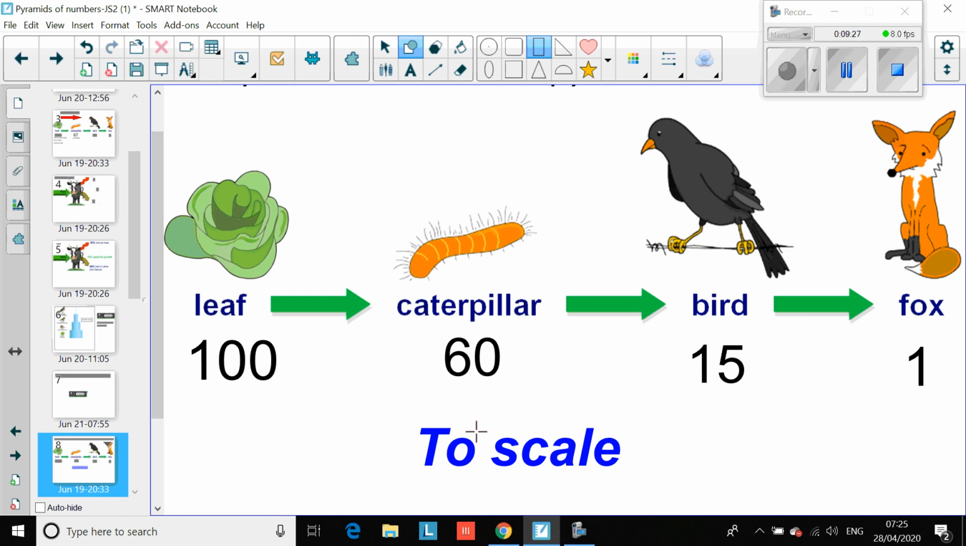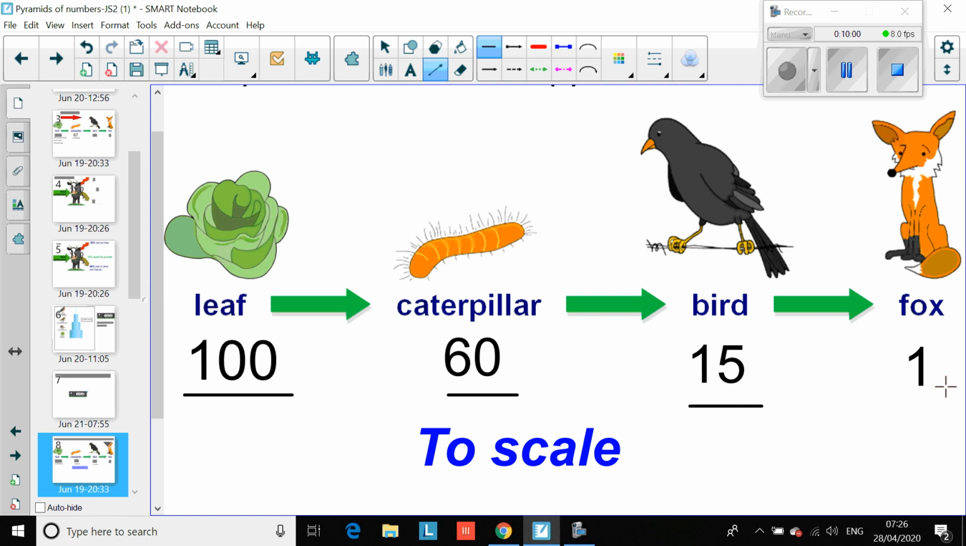So let's think about what we've got here. If we were to draw it to scale, the width of the bars needs to be to scale. So think about this. If you had 100, what measurements could you use? Okay, maybe centimeters. The problem is if you did 100 centimeters, your bar would be 1 meter long, and that wouldn't fit in your book. So you've got to be logical about this. If you can't use centimeters, what could you use? Okay, 60.